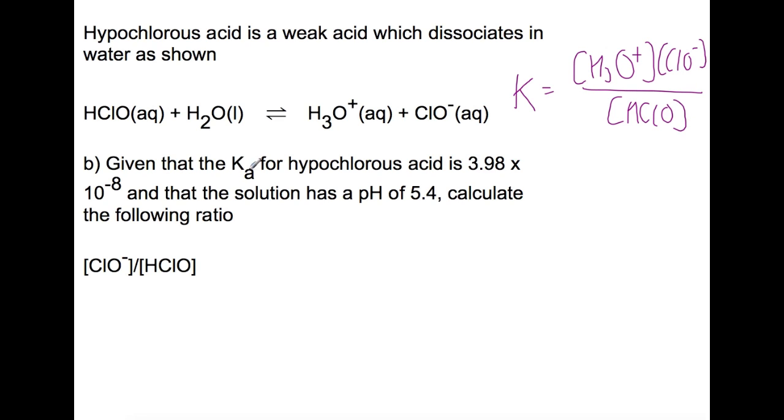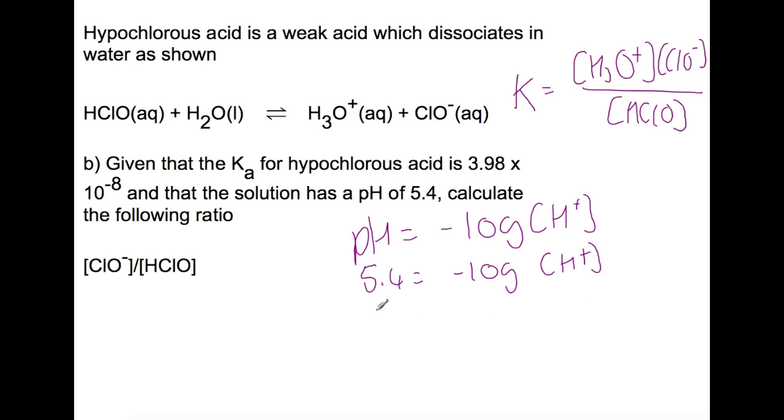So we've been given a value for Ka, and we know the solution's pH, so we're trying to calculate this ratio here. From the pH of the solution, we should be able to calculate the concentration of H3O+. So pH is minus log of the concentration of hydrogen ions. So if we invert our logs, we get a concentration of hydrogen ions as 10 to the minus 5.4.